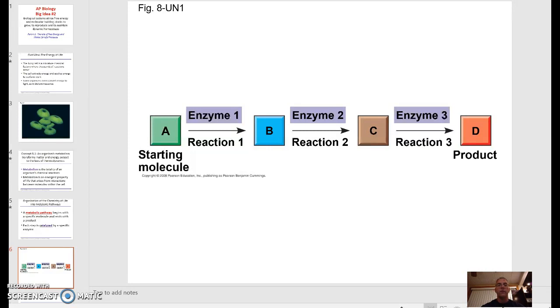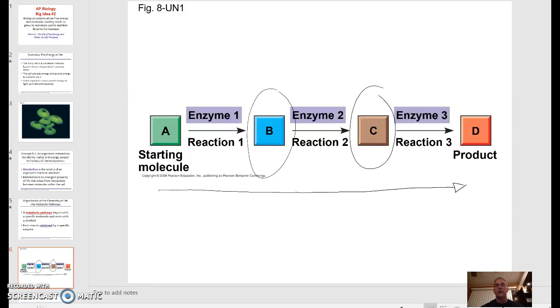As we move from an initial molecule and make our way to product, we know that rarely is it a one-step process. Typically, you're going to have multiple intermediates, in this case substances B and C, in order to lead us to D. And each one of these involves a separate reaction.